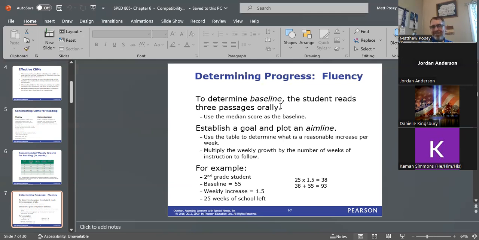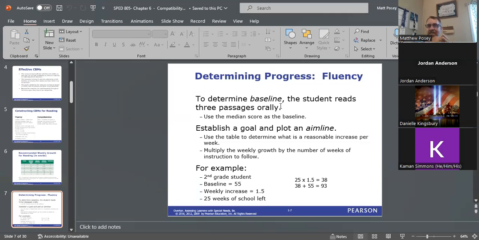For this class, because we're limited on time, if you're doing reading, we'll do two passages, or 2 data points, and come up with a median score to create the baseline. Then after that, we're going to establish a goal and plot an aim line. So tonight you're going to hear a little bit about the baseline, and the next thing we're talking about is the aim line.